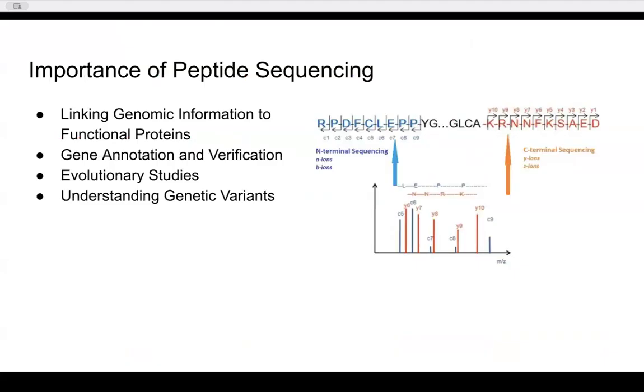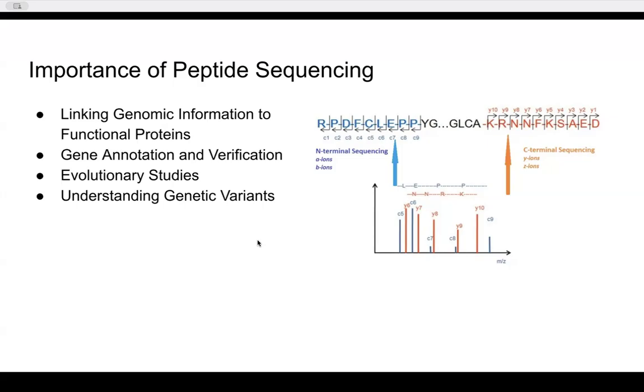Okay. So when it comes to the importance or the possible applications of peptide sequencing, most of the current studies around it link genomic information to functional proteins. So genomics kasi, it provides the blueprint, in the form of DNA, while proteomics reveals to us the end products that DNA codes for. So peptide sequencing allows us to connect DNA and RNA sequences to functional proteins. So it bridges genomics and also protein expression.